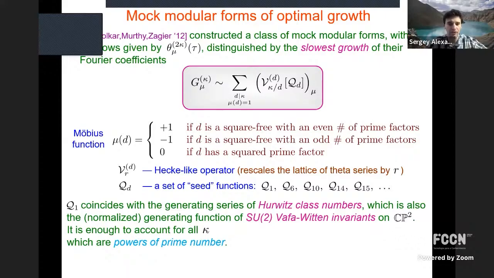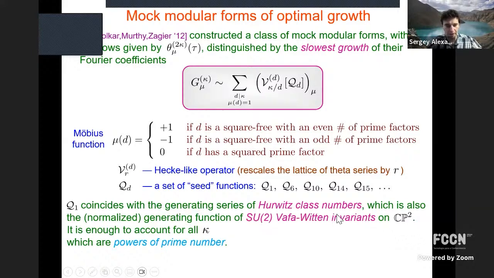Just let me mention this point that among these functions, the first one, Q1, is really special because it's one of the most standard objects in the theory of mock modular forms: the generating function of the Hurwitz class numbers. And it's also known to coincide with the normalized generating function of the so-called SU2 Vafa-Witten invariants on CP2.